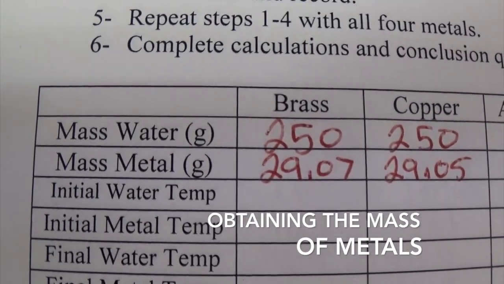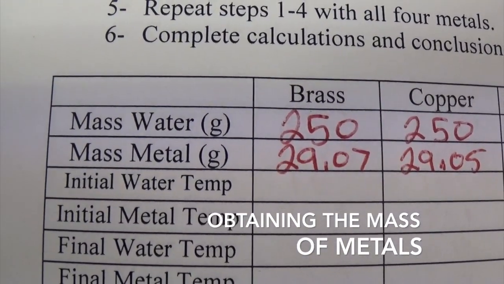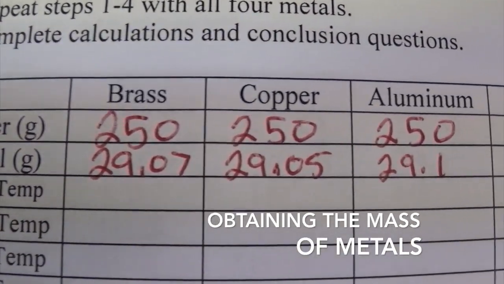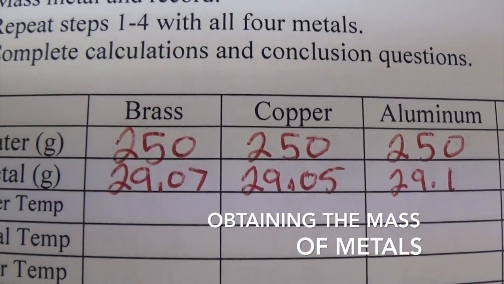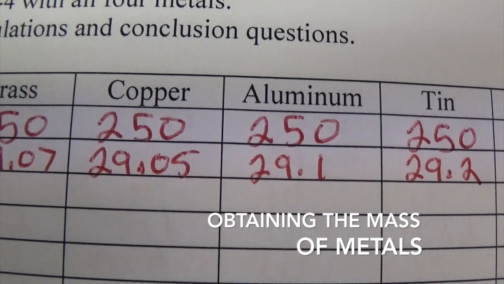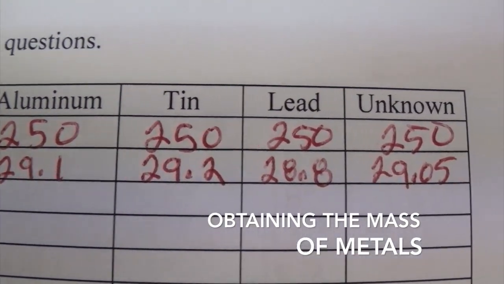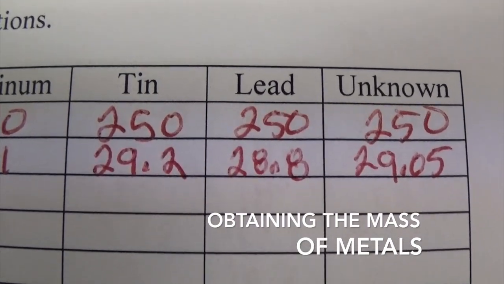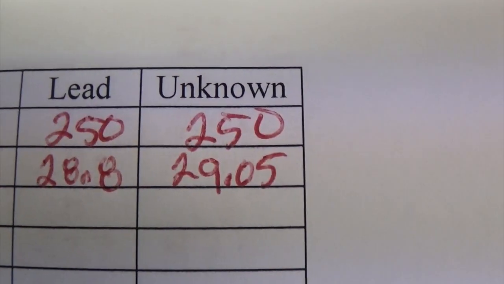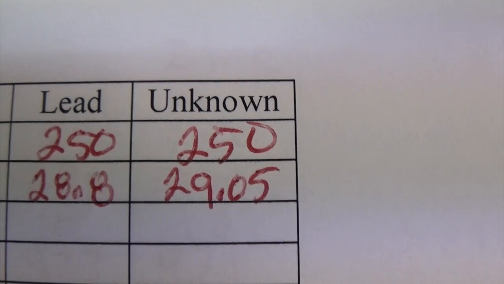Now the mass of the metal for the brass we had 29.0 grams. For the mass of the metal for the copper, we had 29.05. For the aluminum, we're at 29.1 grams. The tin is at 29.2 grams. The lead was 28.8 grams. And the unknown substance is 29.05 grams.